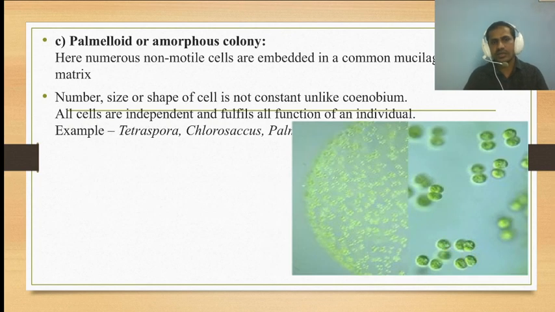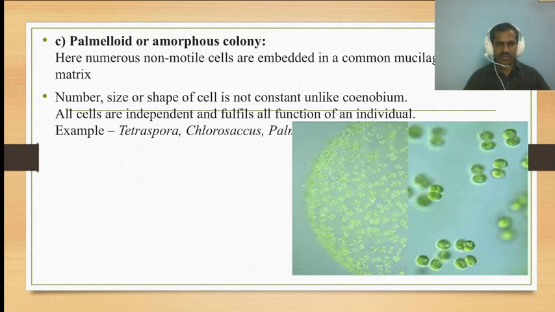Next, the third thallus organization type is also called palmelloid or amorphous colony. So what is a palmelloid or amorphous colony? Here numerous non-motile cells are embedded in a mucilaginous matrix. The cell wall is surrounded by a mucilaginous, or gelatinous, sheath. The number, size and shape of cells is not constant, unlike in a coenobium.